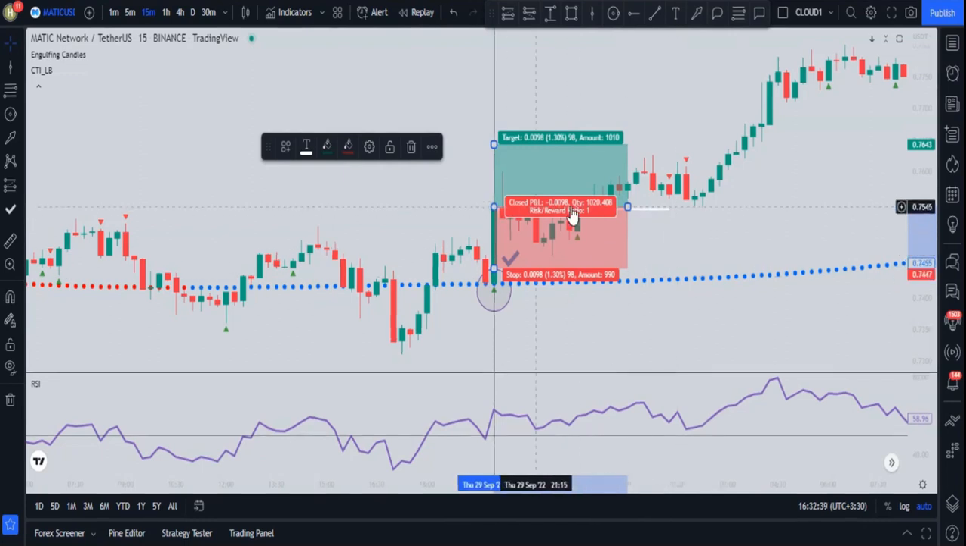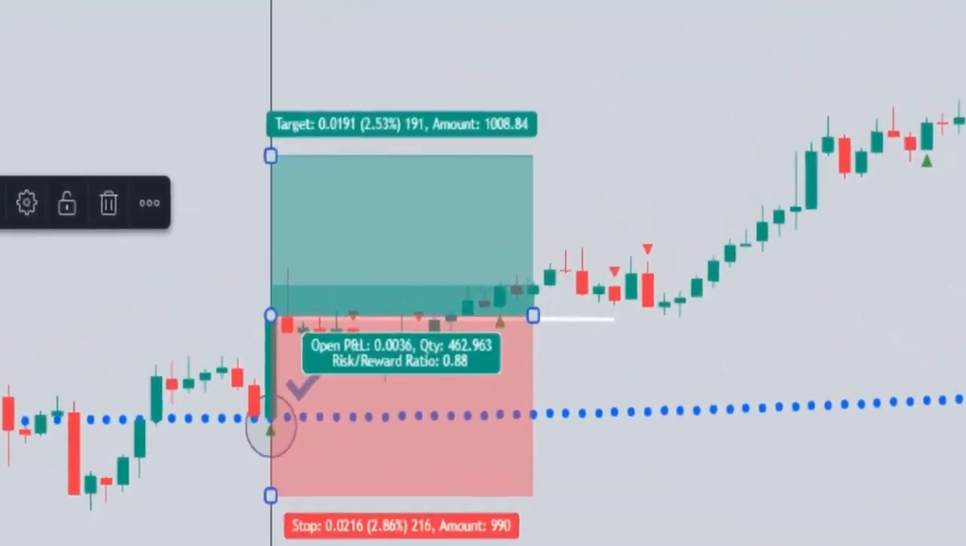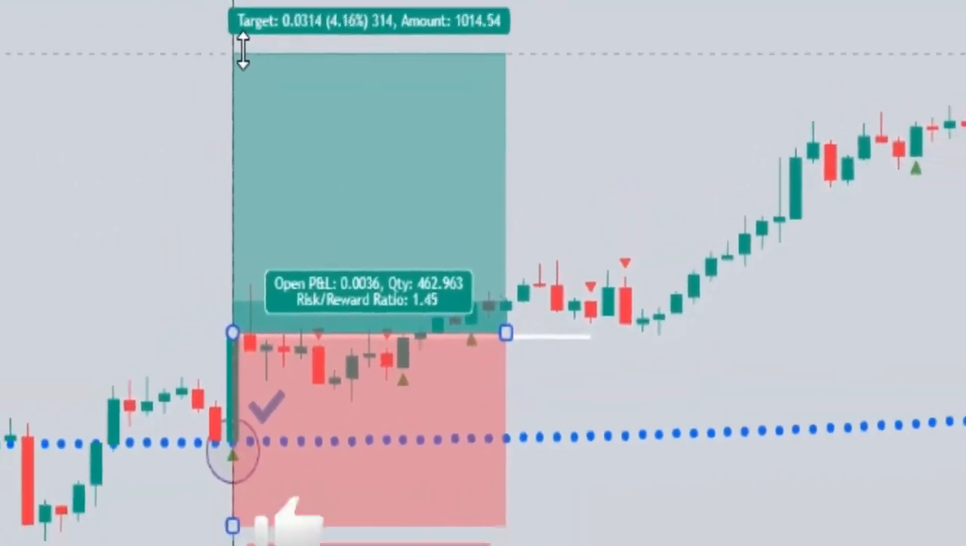The stop loss would be just underneath the recent swing low, and the great take profit would be 1.5 times greater than the stop loss.